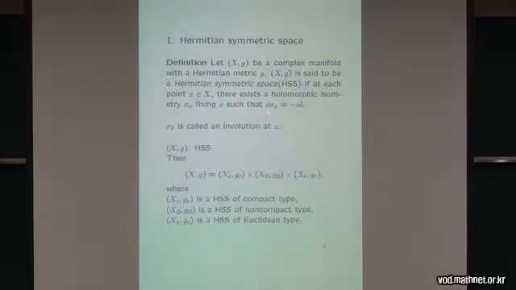X and reflects tangent vectors. This sigma X is also called involution, like in Riemannian geometry. Any Hermitian symmetric space is factored into compact type, non-compact type, and Euclidean type. And this decomposition is unique, and this is today's topic.